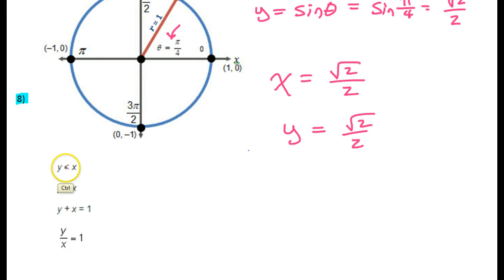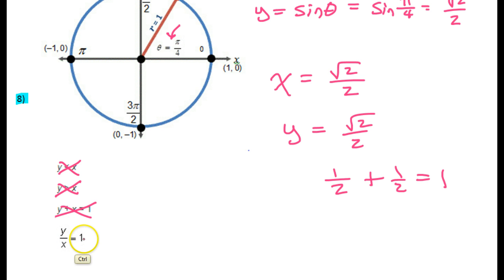So, is y less than x? No. Is y greater than x? No, they're the same. Do they add up to 1? No, they don't add up to 1. I don't know exactly what they add up to, but it's not 1. If they were both 1/2, if it was 1/2 plus 1/2, that's 1. And this is not that.